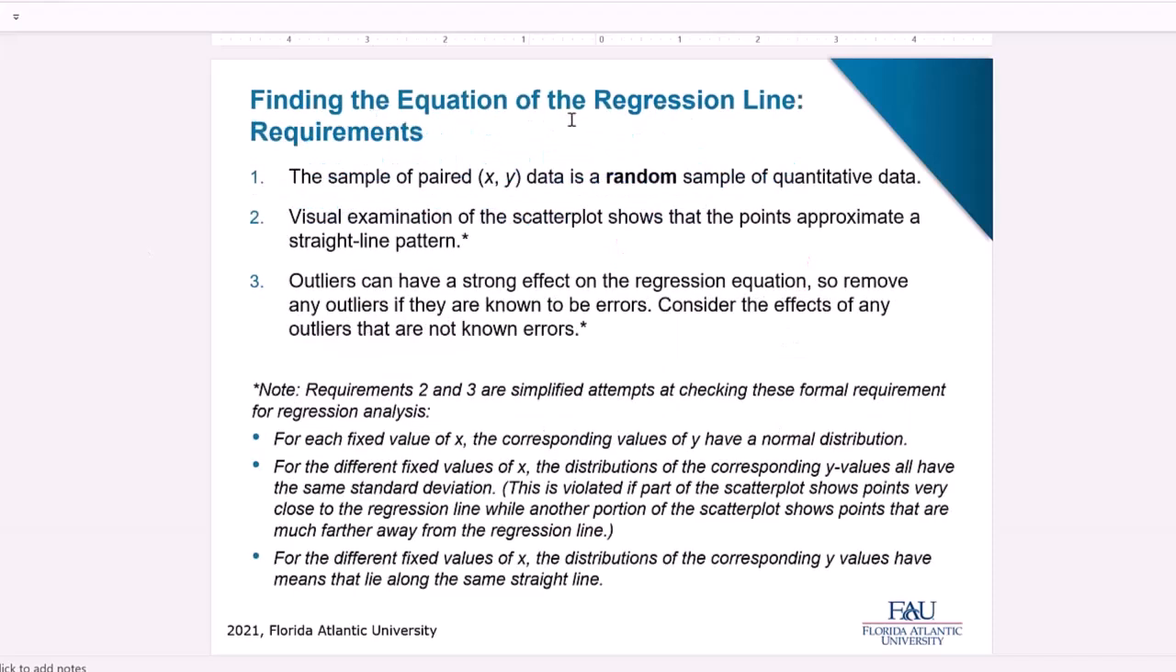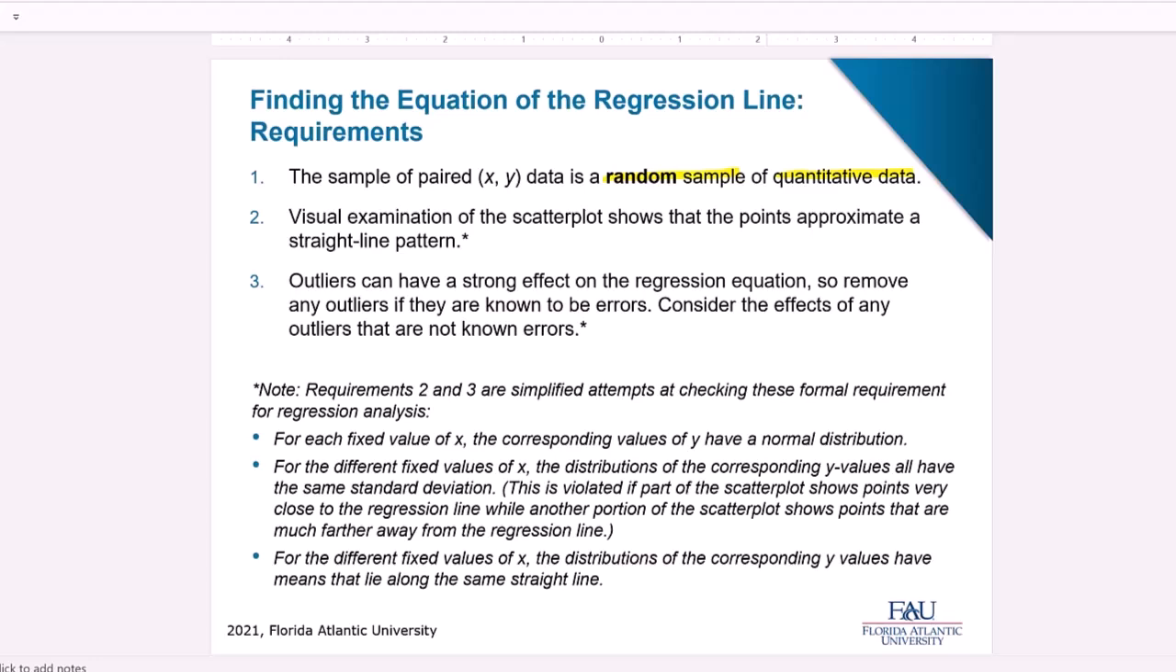What are the requirements of the regression line? First, the sample of paired data is a random sample. It has to be quantitative data, which means values. We have to have a way to graph them. Visual examination of the scatter plot shows that the points approximate a straight line. If you look at it, you can see a pattern.